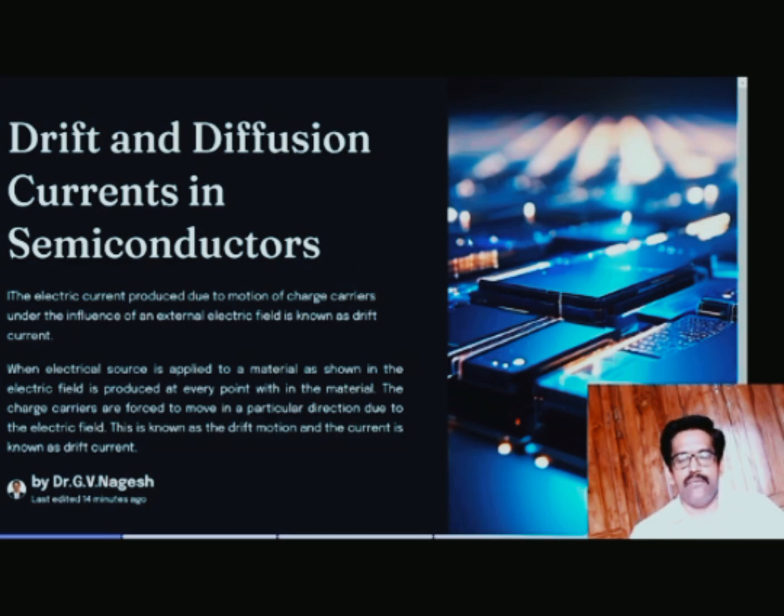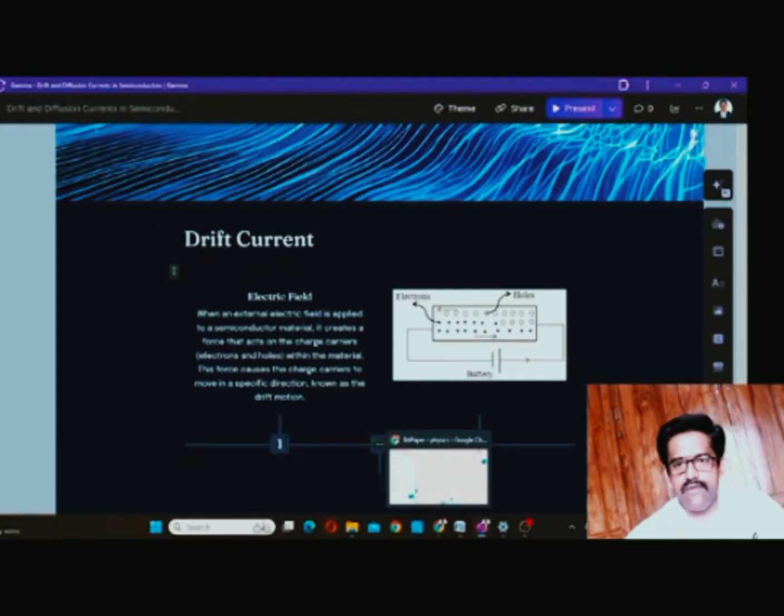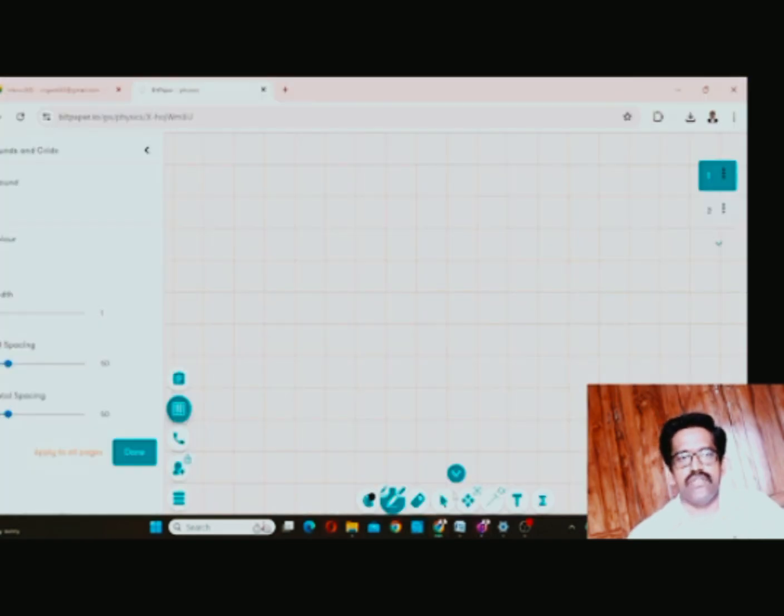Here we study a small derivation of the current density of the drift current. In the next slide, we observe from this diagram, where this is the positive charge, that when we apply the electric field in this direction, the electrons will move opposite to the applied field. This is known as the drift current. Now I want to derive the drift current.